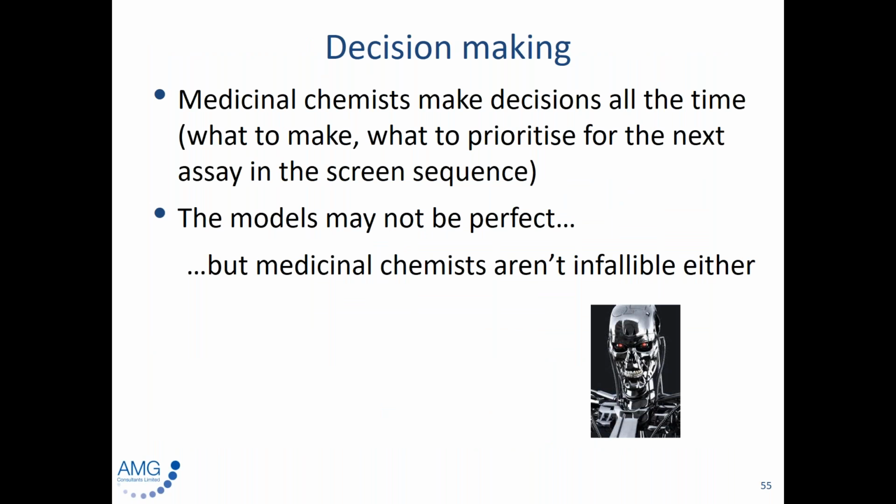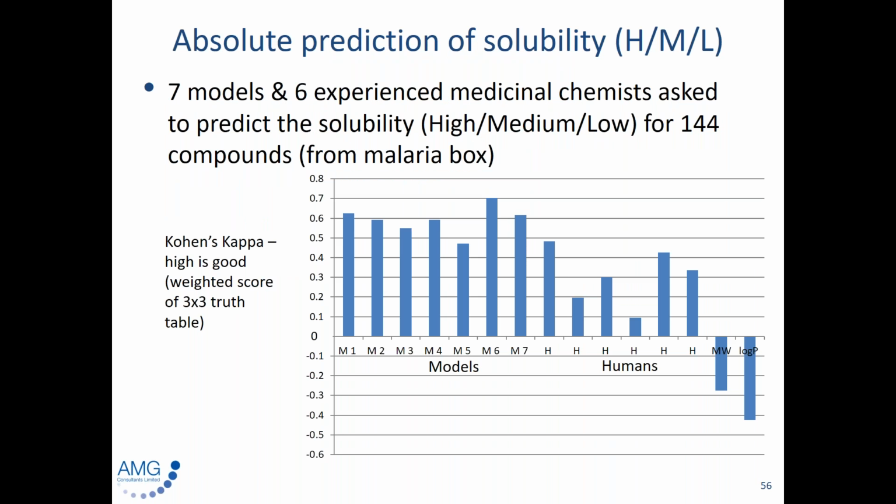And the models may not be perfect, but neither are medicinal chemists, let's remember. And we did some work a little while ago comparing some in silico models with human predictions. This is an example where we looked at solubility, and we asked the humans to bin the compounds into high, medium, and low solubility with particular criteria, because we didn't think it was fair to ask them to actually give a number.